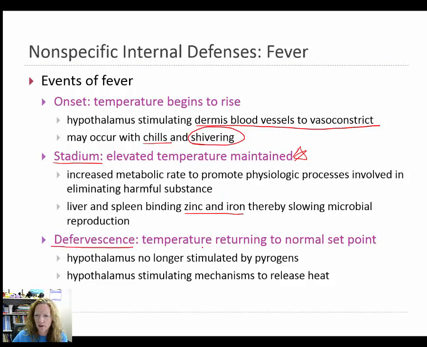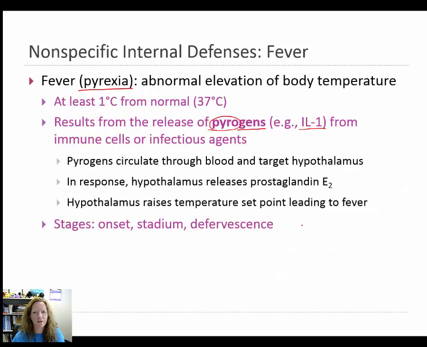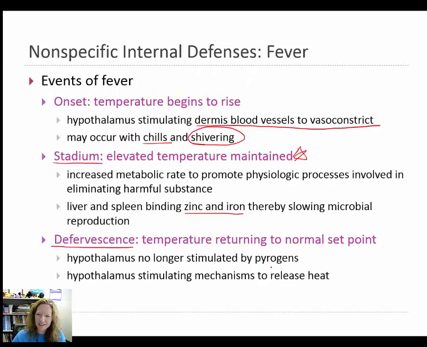Defervescence is going to come in at the very end, and that's when our temperature is going to start to return back to its normal body temperature, right around 37 degrees Celsius, 98.6 degrees Fahrenheit. So the pyrogens are gone. They're not stimulating the hypothalamus anymore. And the hypothalamus is going to stimulate mechanisms to get rid of the heat now.